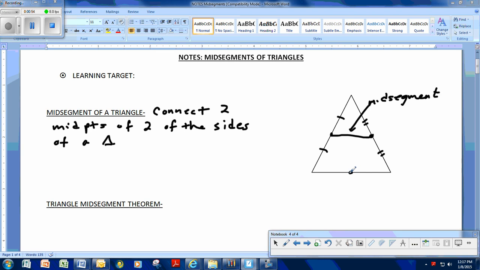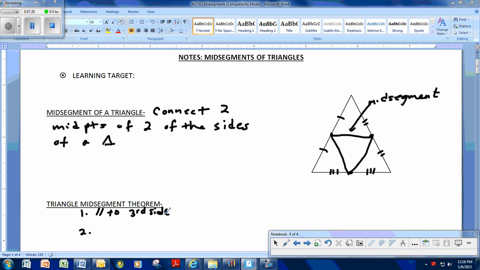If I were to apply this midpoint down here, I can make two more midsegments. So that would be a midsegment, and so would that one. Okay? Alright. Triangle midsegment theorem basically states two things. Number one, the midsegment is parallel to the third side of the triangle.